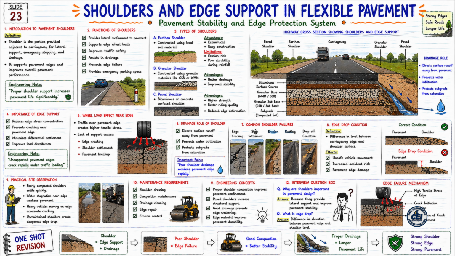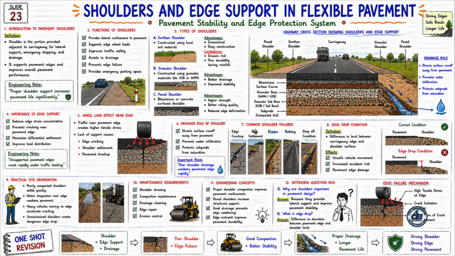Now let us look at the second topic. The functions of shoulders. The major functions of the shoulder: provides lateral confinement to pavement, supports edge wheel loads, improves traffic safety, assists in drainage, prevents edge failure, provides emergency parking space. And the role of shoulder is very critical in highway safety.